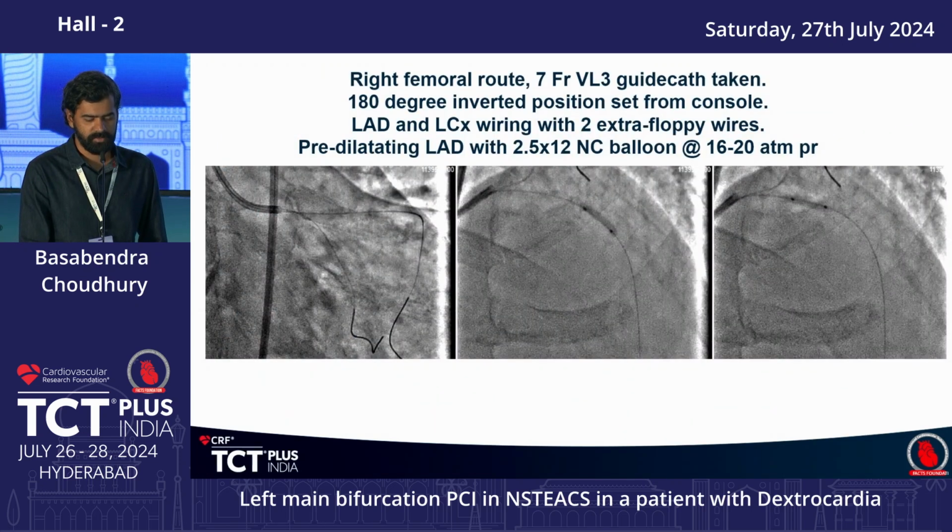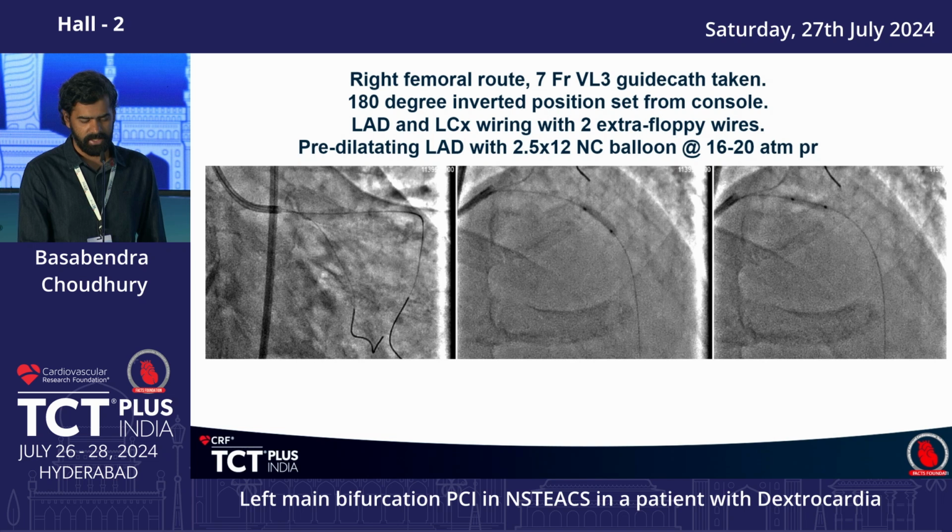We shifted to the femoral route as we had decided to go for a two-stent strategy, as the LCX ostium also showed significant narrowing in the previous views, and it was supplying a fair territory. We took a 7 French guiding, and LCX and LAD were wired with 2 Runthrough Extra Floppy wires.